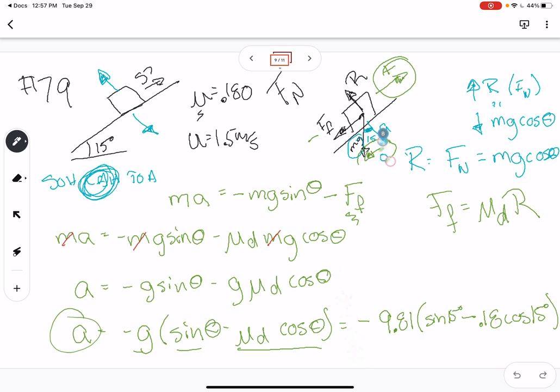Also, Mr. Peterson, when you factored out the negative g, isn't it supposed to be sine theta plus mu times cosine instead of minus? Yes, actually, thank you very much. Like I said, when you guys see me make a mistake, please call me out. It should have been plus here, because when I factored out a negative g, I should have factored it out of that term too.